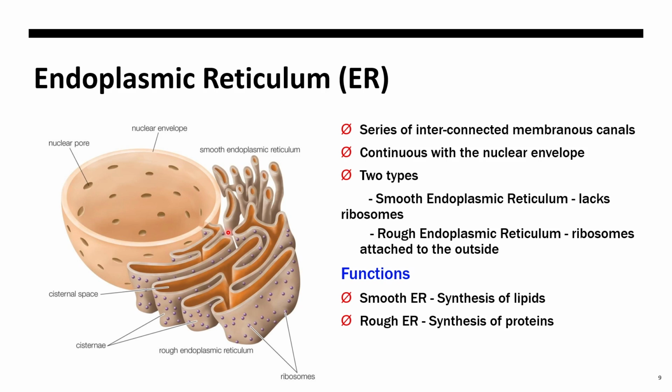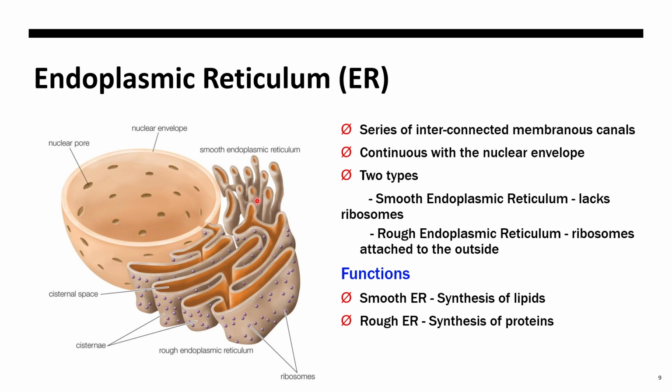So what is the endoplasmic reticulum? The endoplasmic reticulum is a series of interconnected membranous canals. You can see they start from the nuclear envelope and they are interconnected. All the canals are not closed, they are interconnected. There are two types of endoplasmic reticulum. One is the smooth endoplasmic reticulum. You can see there is nothing outside on it, so it's called smooth endoplasmic reticulum.